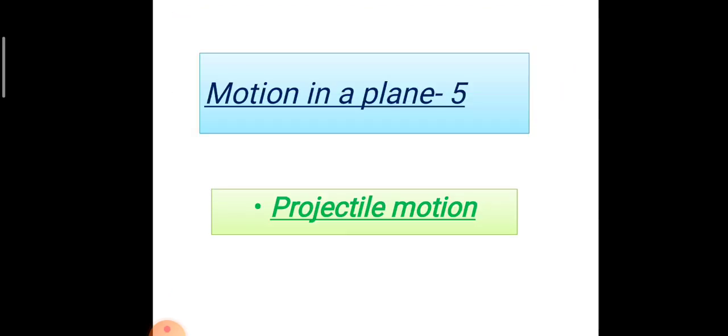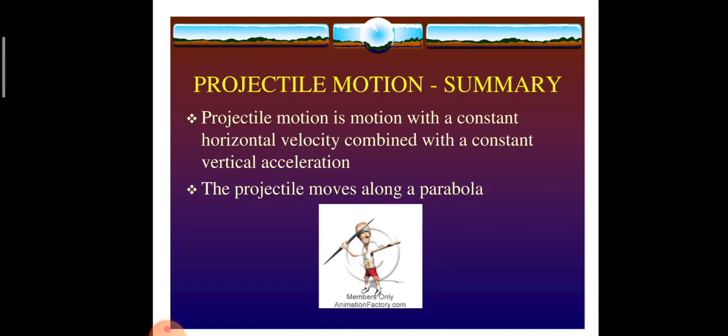In this module, we will be discussing projectile motion. A projectile is an object which is thrown with some initial velocity and after that it moves under the influence of gravity alone. In short, we can say projectile motion is motion with a constant horizontal velocity combined with a constant vertical acceleration, and the projectile moves along a parabola.